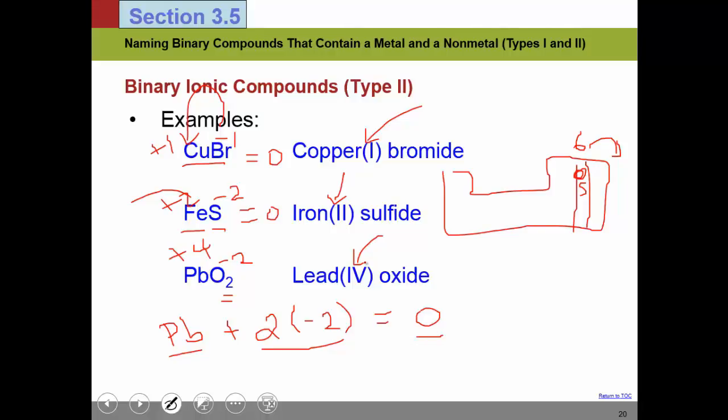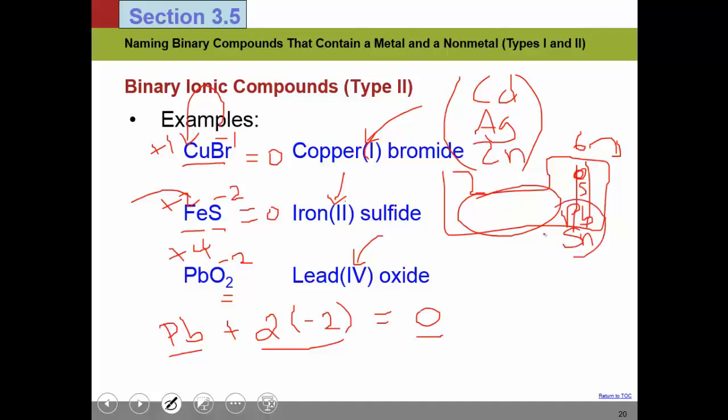So metals that have more than 1 charge that can be associated with them, that's all the metals in the transition metal land except for zinc and silver and cadmium. We'll need a Roman numeral. And remember, lead and tin, which are over here, do also need the Roman numerals.